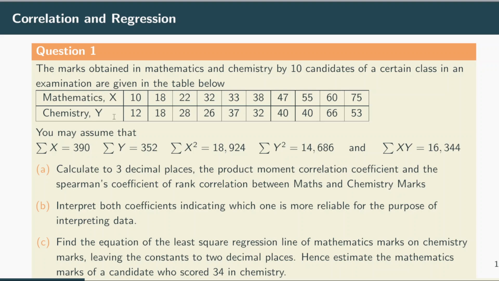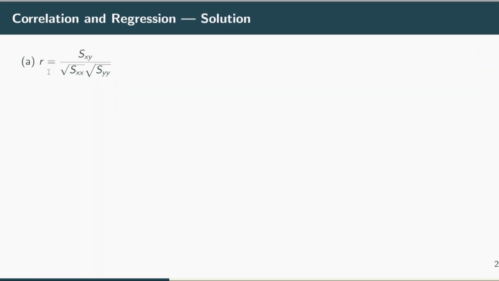Now I'm going to move on with the solution. So here we know that the formula for the product moment correlation coefficient is R, which is equal to the covariance divided by the square root of the variance of X multiplied by the square root of the variance of Y. Now at this point I will need to write out the formula for the covariance between the mathematics and the chemistry marks, and of course the covariance is the sum of the product of the mathematics and the chemistry marks divided by the total number of marks taken, subtracted by the mean of the X values and the mean of the Y values.